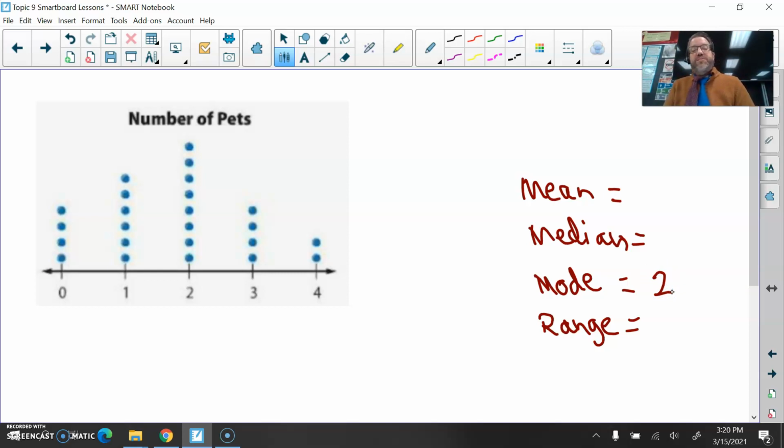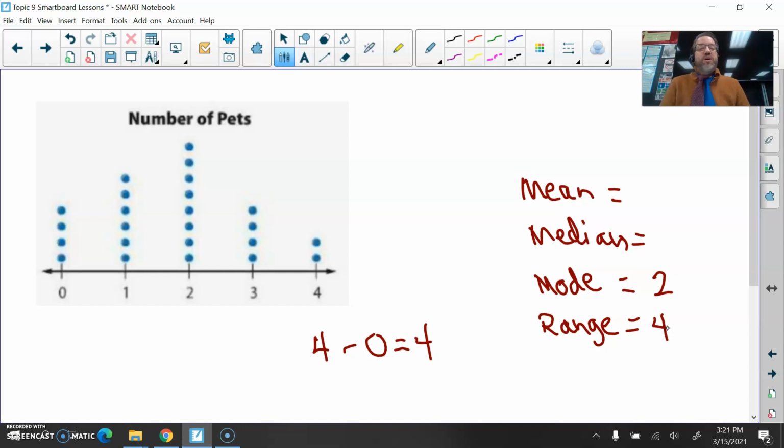Range should be pretty easy to find also. The high number in the data set is 4. The low number in the data set is 0. And 4 minus 0 equals 4. So we have a range of 4 here between the highest number of pets and the lowest number of pets.